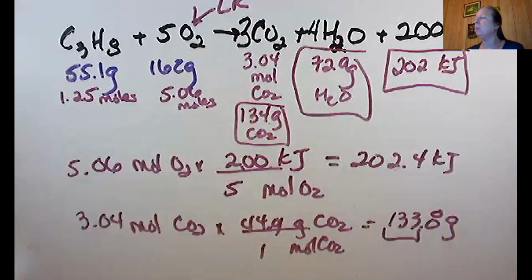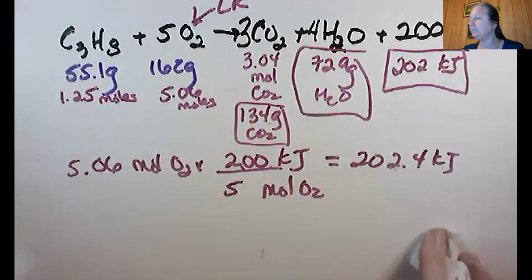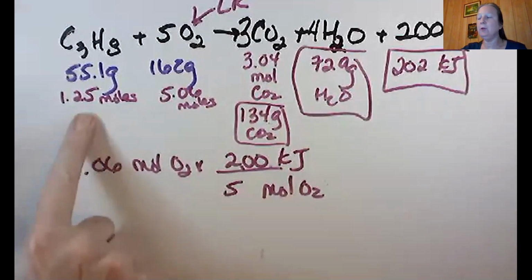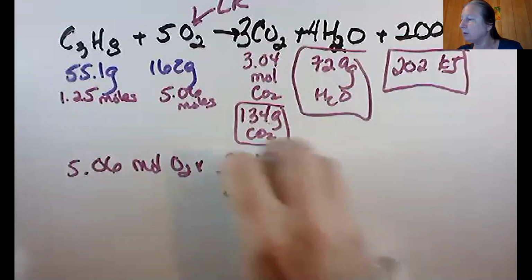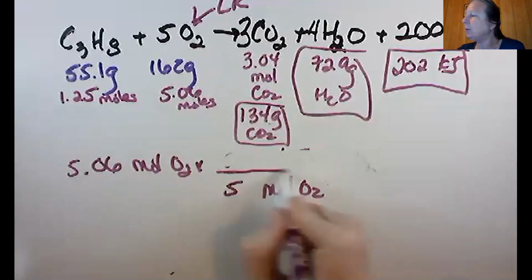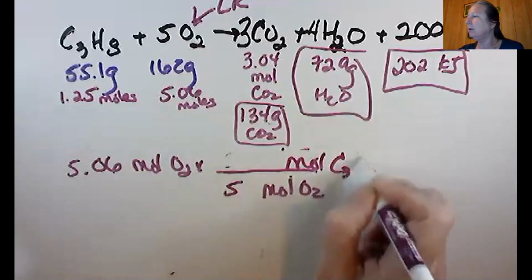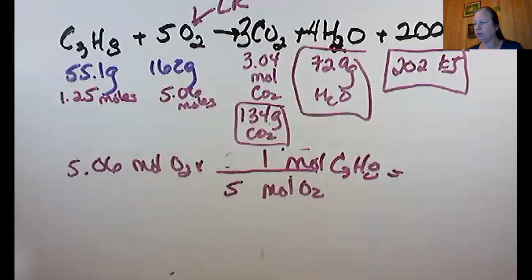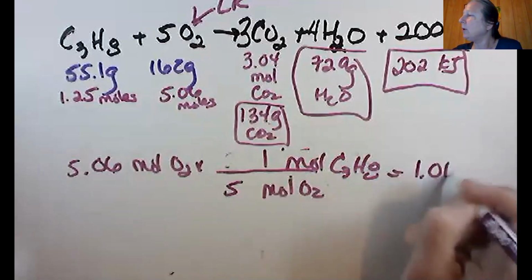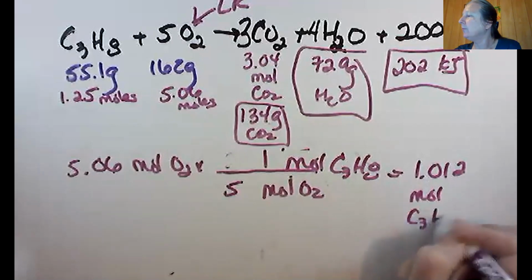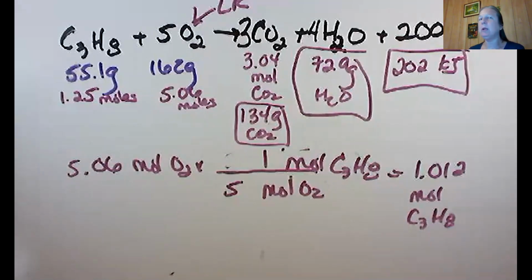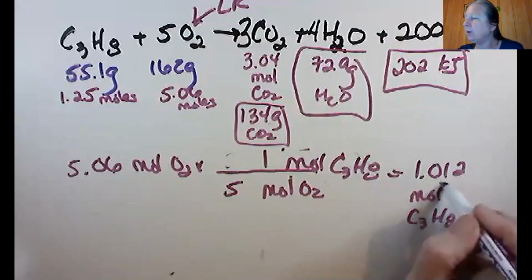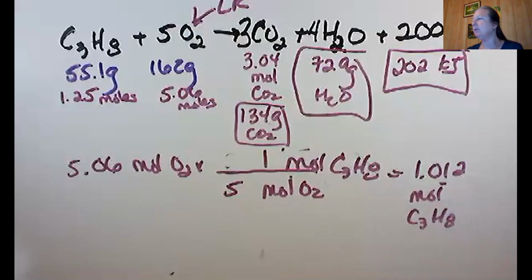Okay, so what's left? What's left is how much of the excess is left. This is excess. So you need to find out how much of that is used up for this amount of oxygen. It's the same relationship you've been doing. So when you consumed 5.06 moles of oxygen, you consumed 1.012 moles of propane. Because I'm not done with my math, I'm not going to round this yet, but I'm going to remember that it's 3 sig figs, so I'm going to underline that. The question is not how much did you use, although sometimes that is one of the questions. It's how much is left.